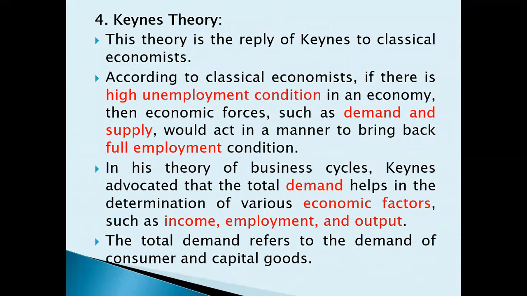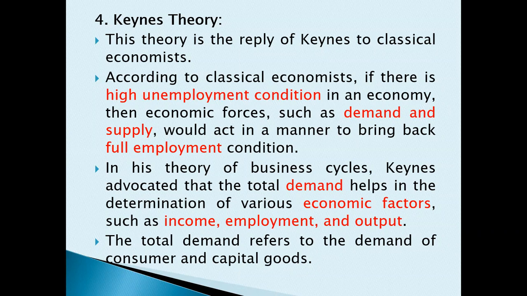Next is the Keynes theory. अभी Keynes theory ने क्या बोला है कि अनएम्प्लॉयमेंट के ऊपर उसने फोकस किया है. This theory is the reply of Keynes to classical economists. According to classical economists, if there is a high unemployment condition, unemployment यानी रोजगार नहीं है in the economy, then economic forces such as demand and supply would act in a manner to bring back full employment. Due to the increase in demand and supply, automatically employment will be generated.